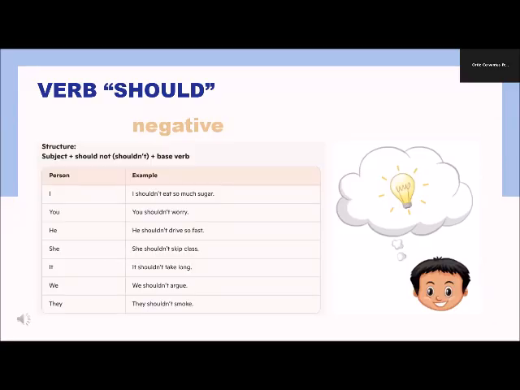To form the negative with should, you simply add the particle not after should. Let's look at the elements that make up this sentence. Subject plus should not or shouldn't plus base verb. For example, I shouldn't eat so much sugar. You shouldn't worry. He shouldn't drive so fast. She shouldn't skip class. It shouldn't take long. We shouldn't argue. They shouldn't smoke.